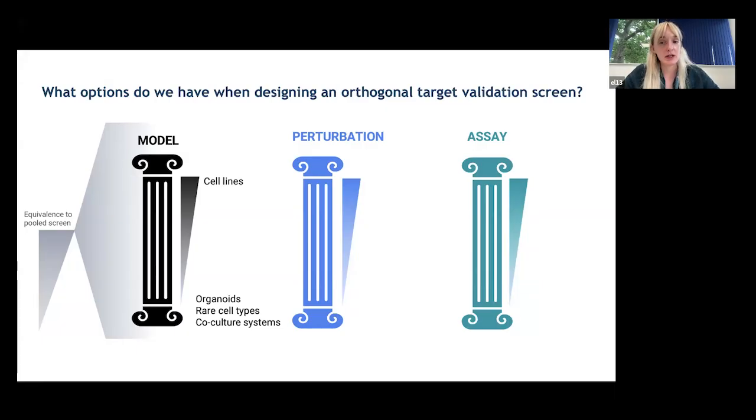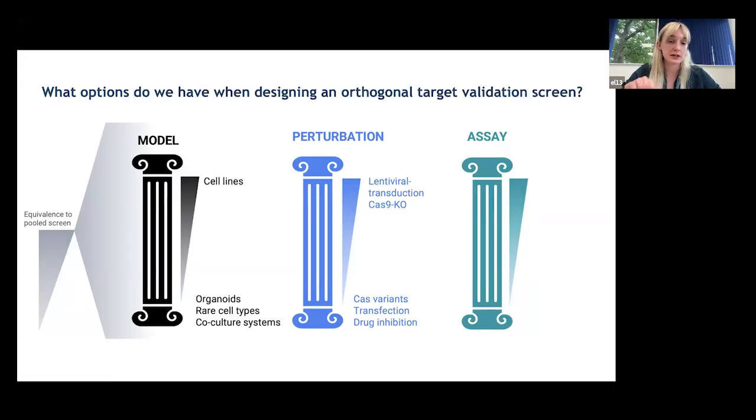When you consider the perturbation, how you are going to perturb your target and also how you're going to deliver that system to your cells, generally, one of the common methods to use in the pooled CRISPR screen is to perform lentiviral transduction.